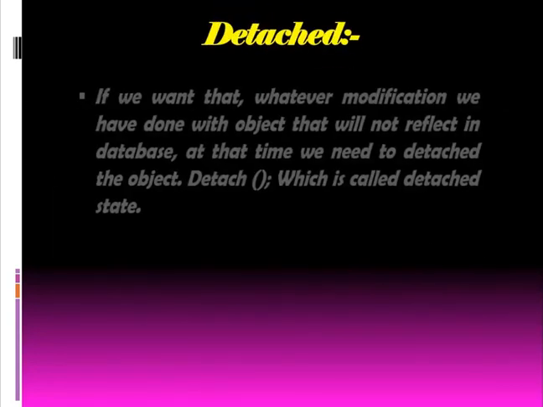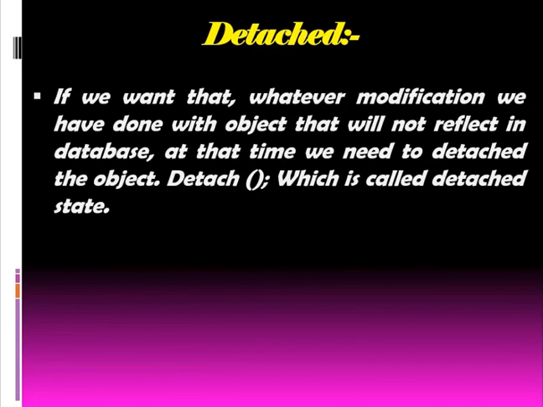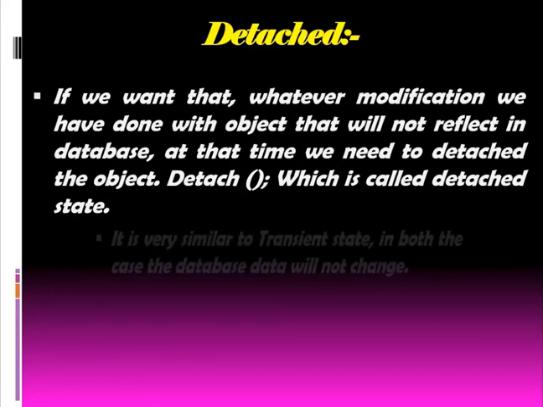Another state is detached. So what is detached? If we want that whatever modification we make to the object should not be reflected in the database, we need to detach the object. There is a detach method. By using the detach method, we detach the object from the database, so any modification in that object will not be reflected to the database. This is called the detached state.